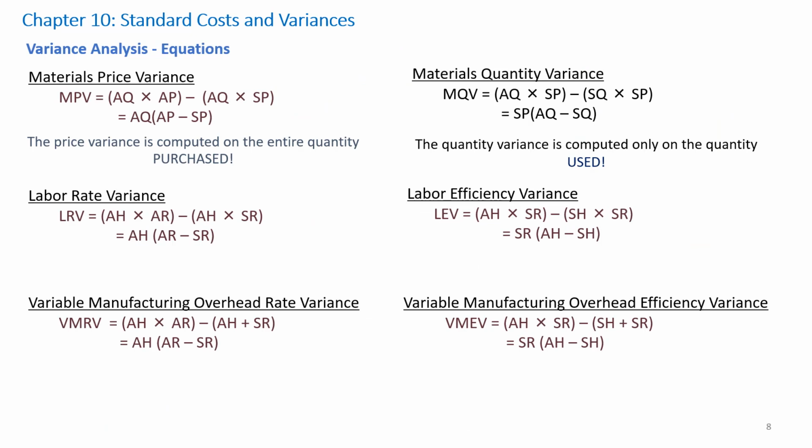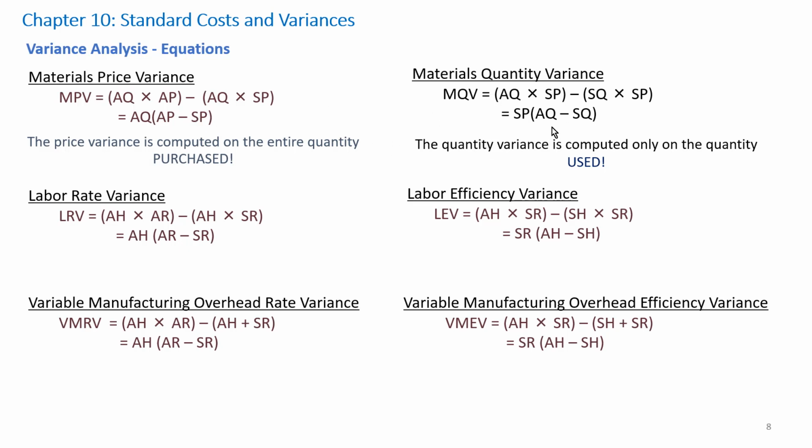Using equations to solve problems will be faster than using the model. Both will result in the same answers. This slide shows the 6 equations needed to determine the variances for direct material, direct labor, and variable manufacturing overhead. A closer look will reveal that there are really only 2 equations that you need to understand. The bottom line is that all variances are related to either price or quantity or both.